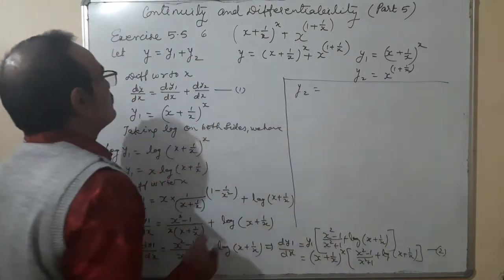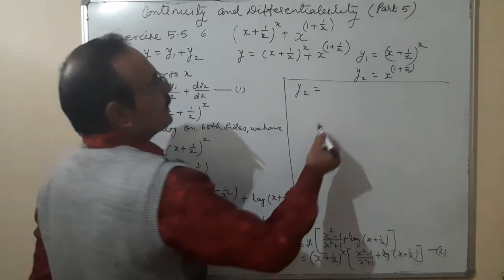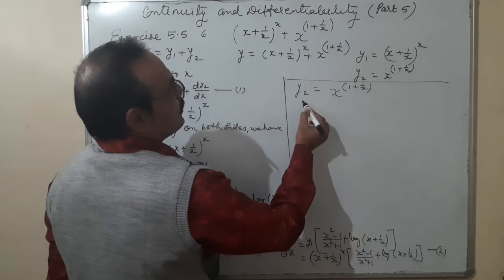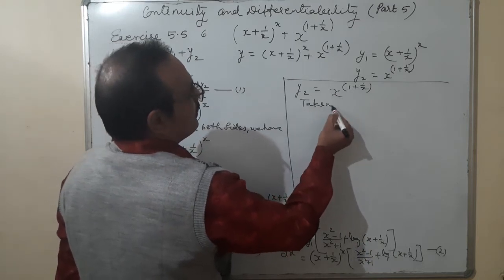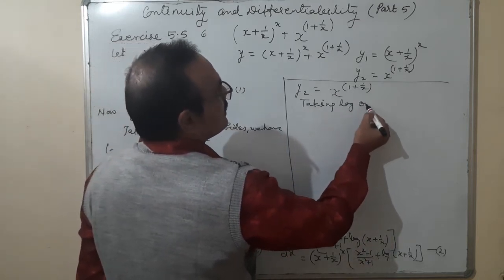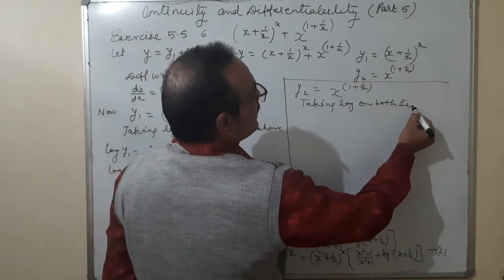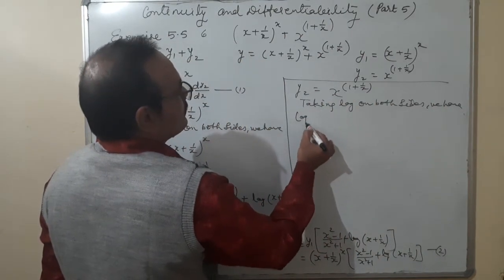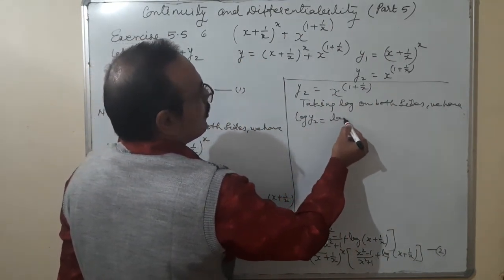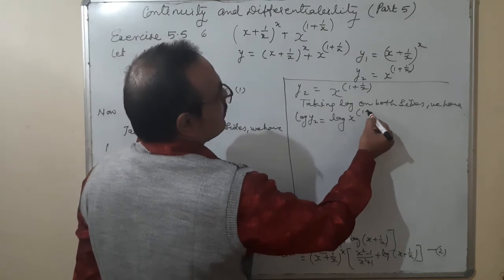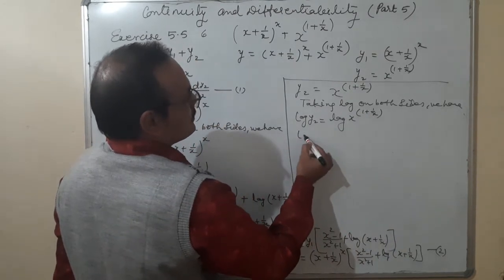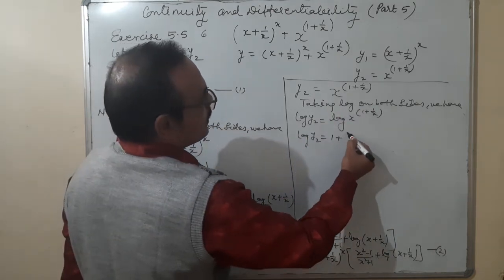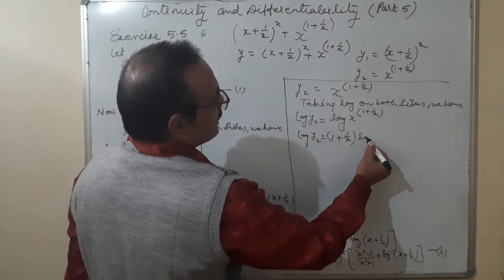y2 is equal to x to the power 1 plus 1 upon x. Taking log on both sides, we have log y2 is equal to log x to the power 1 plus 1 upon x. So that means log y2 is equal to, as per the log rule, 1 plus 1 upon x into log x.